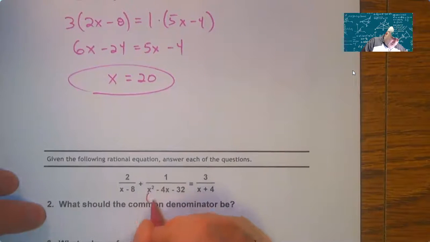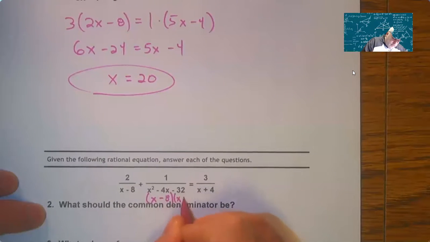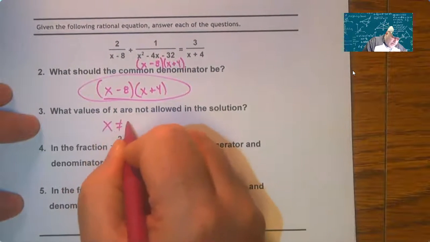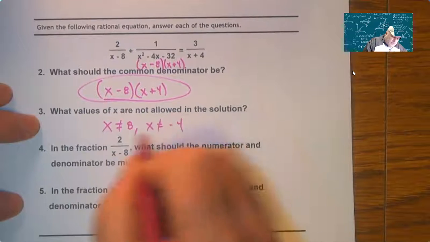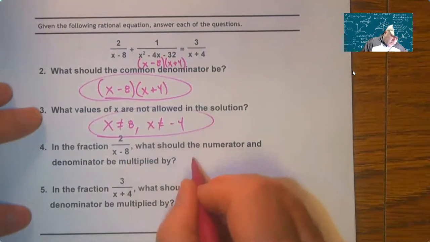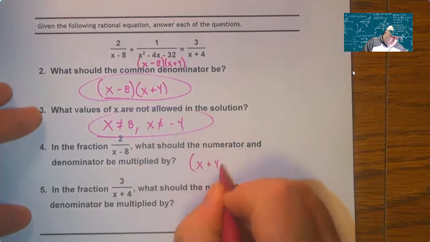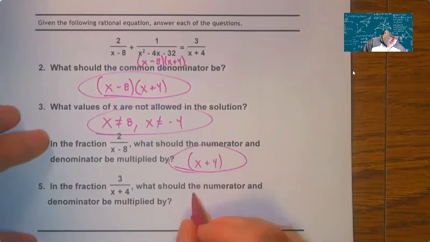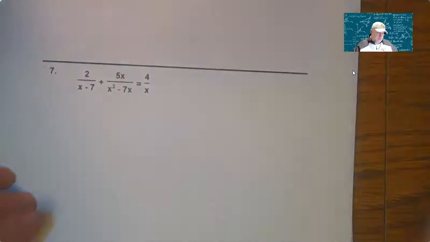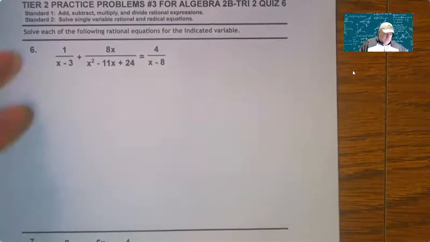All right, so we want to factor this denominator. So that is the common denominator. What values of x are not allowed? 8 and negative 4. Whatever makes those 0. What should this be multiplied by? X plus 4 on top and bottom, and x minus 8 on top and bottom. And then I'm sure on the next page we have, oh, almost, not quite. I was going to say we have to solve that one.